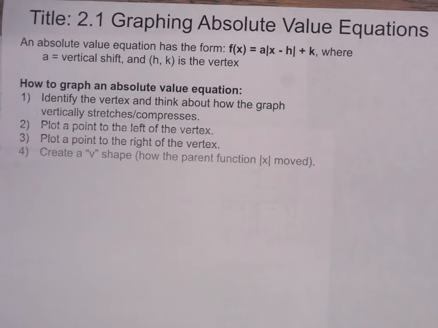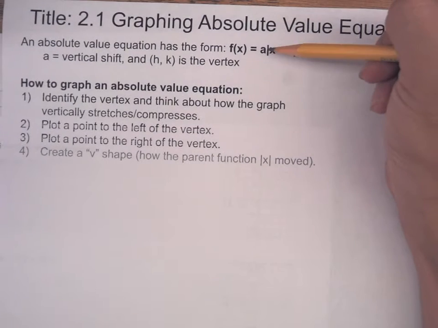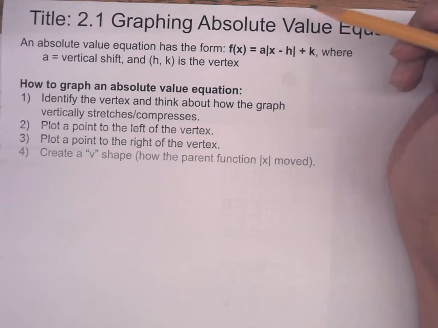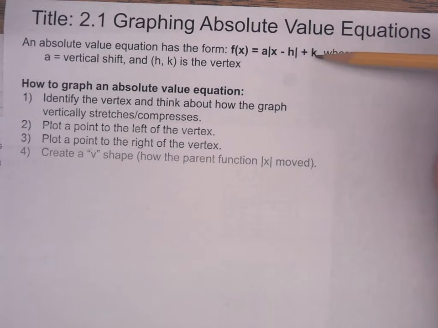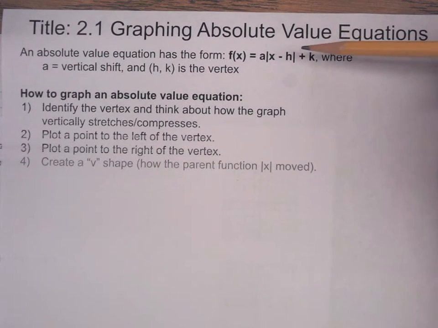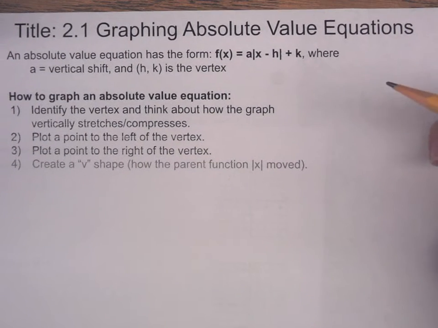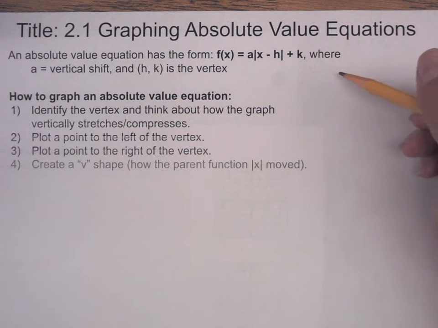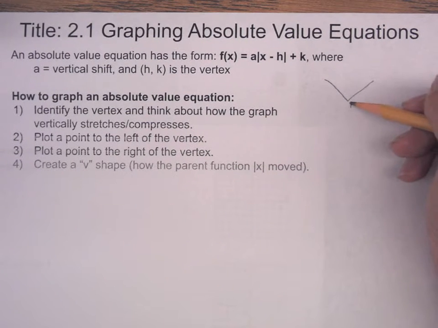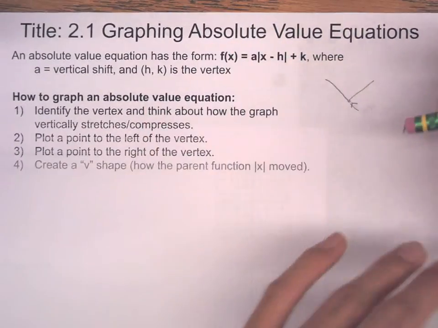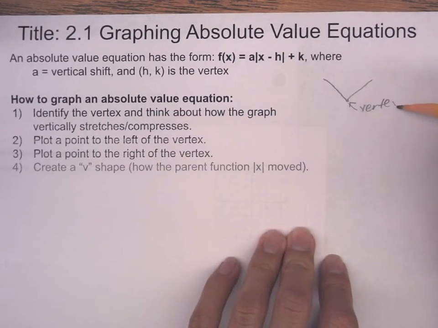An absolute value equation has the form f(x) = a|x - h| + k. So a is my vertical shift, and then you have the absolute value here, x minus h, plus k. So h and k will represent your vertex. If you don't remember from geometry, if you have an angle where the lines meet, that's called the vertex. So basically, if you have an absolute value like this, the point where it changes is considered the vertex.